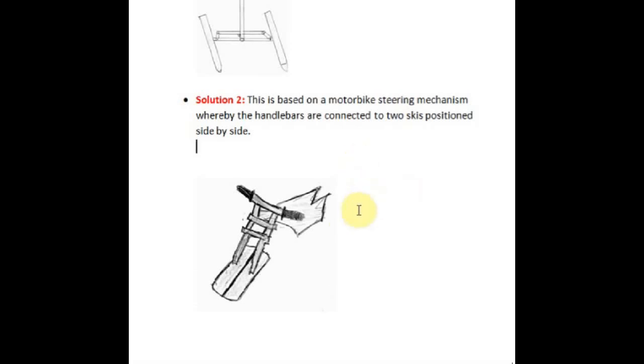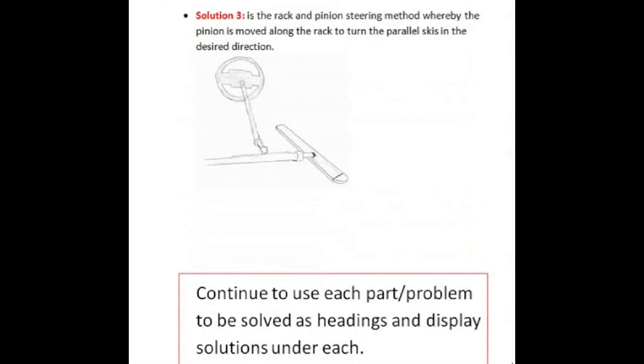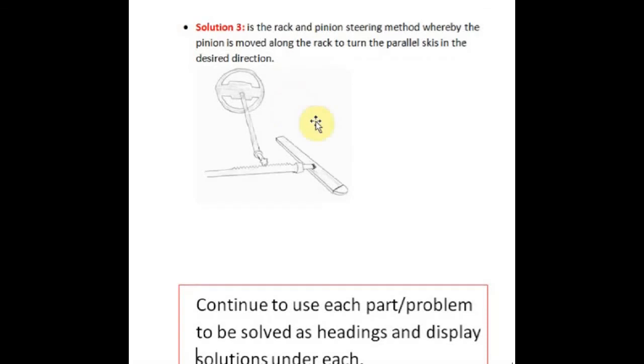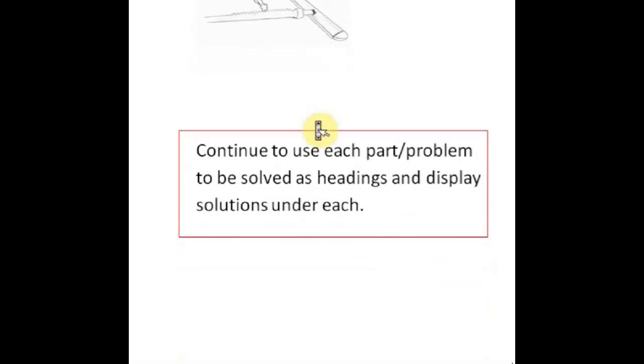This one is based on a motorbike steering mechanism with the two shafts connected to two closely placed skis. And the third solution is based on the traditional rack and pinion steering type, which also drag the skis to the left or right.